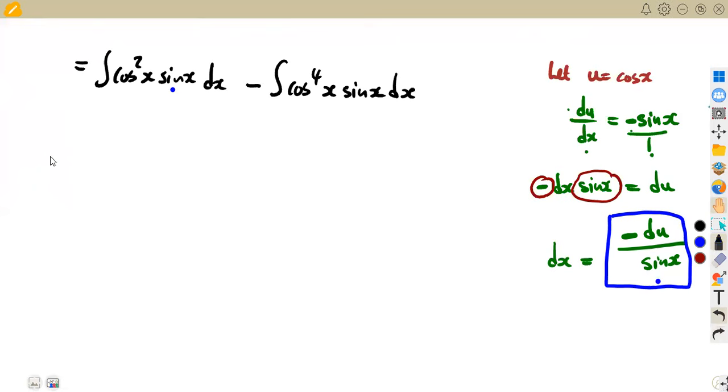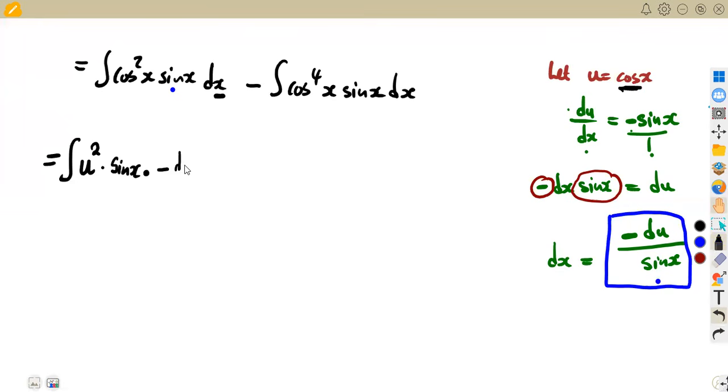All right, so that is it, guys. We are going to have the integral of cos squared x, but cos is represented by u. So this is going to be u squared times sine x, which is going to remain as it is, times the du, with the dx. Our dx is minus du over sine x.